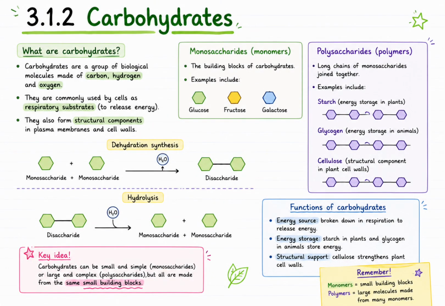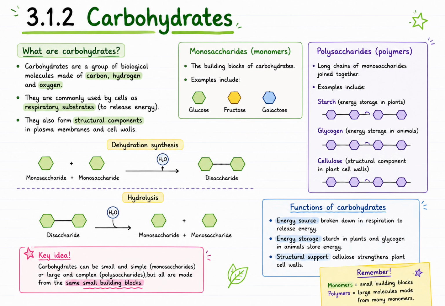in living organisms. In biological systems, they are most commonly associated with energy transfer and storage, although they also have important structural functions. At the most basic level, carbohydrates are built from monomers known as monosaccharides. These are single sugar molecules and represent the simplest form of carbohydrate. Common examples include glucose, fructose, and galactose. Glucose is particularly important because it functions as a major respiratory substrate. In other words, cells break down glucose during respiration in order to release energy for metabolic processes.